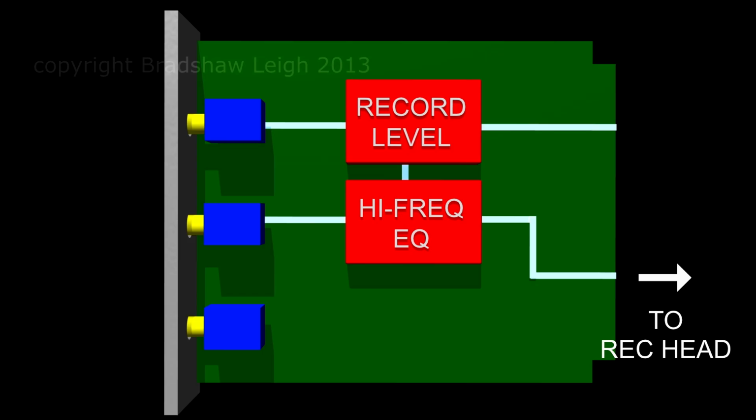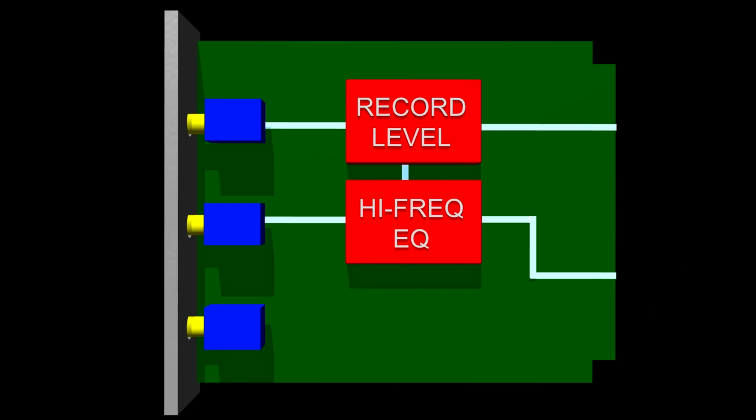The problem is the audio signal alone isn't consistently powerful enough to create a strong magnetic field in the record head. So we need another signal to help. This signal is called bias.